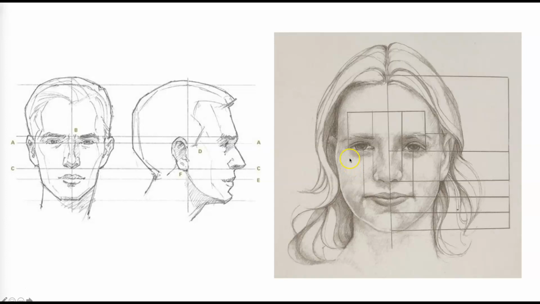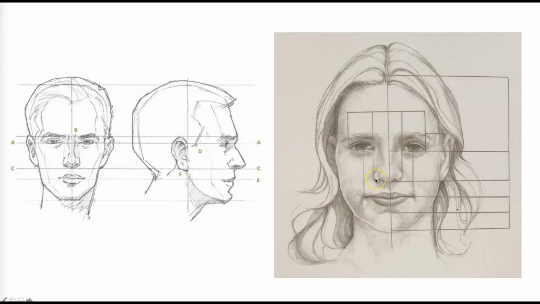Next, I want us to look at the eyes. We can look at the eyes as a unit of measurement. There's usually about an eye's width of length in between the two eyes. Are you guys seeing that? So we can use the eye as a unit of measurement. And usually the eye width is almost very similar as the width of the nose.